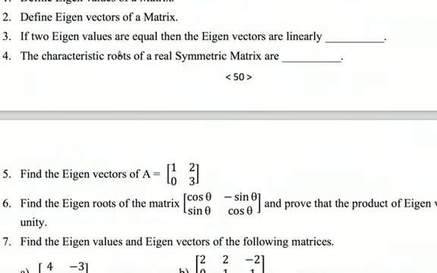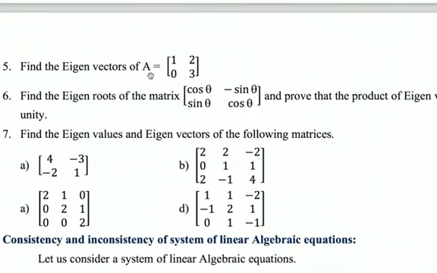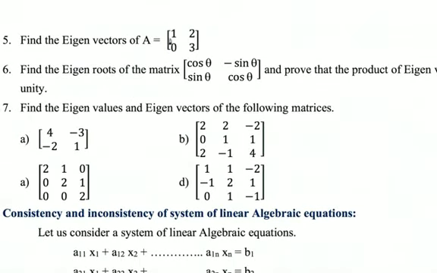If two eigenvalues are equal, then the eigenvectors are linearly dependent. The characteristic roots of a real symmetric matrix will be real. Find the eigenvectors of this problem. This is not a difficult problem, right? Eigenvalues are 1 and 3.